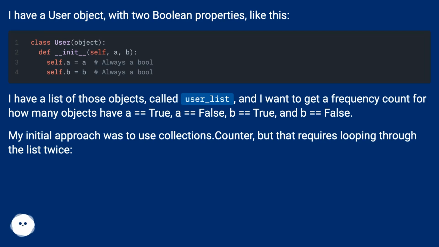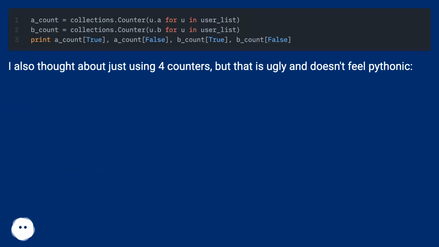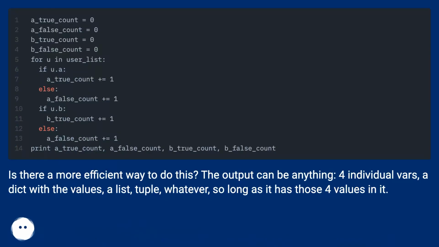My initial approach was to use collections.Counter, but that requires looping through the list twice. I also thought about just using four counters, but that is ugly and doesn't feel Pythonic. Is there a more efficient way to do this? The output can be anything, for individual vars, a dict with the values, a list, tuple, whatever, so long as it has those four values in it. Thanks in advance.